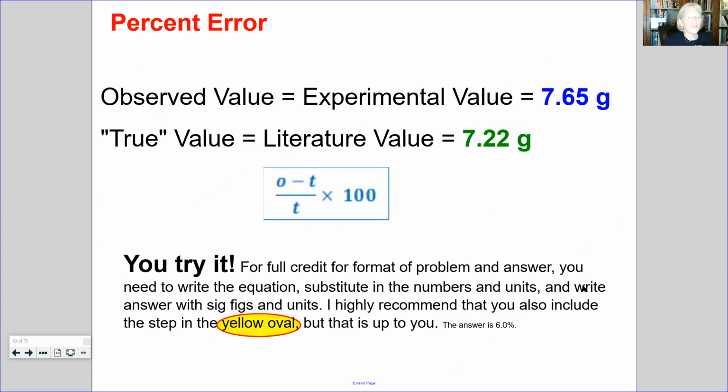As I said, this is the most commonly made mistake on the test. So I want you to pause now and try this problem. My way of saying it is observed minus true divided by true times 100. So here are your two values. You try it. You don't have this in your class packet. You're going to just practice this on a piece of paper. See what value you get, and then read this bottom part on this slide. Pause the video, come back with your answer.